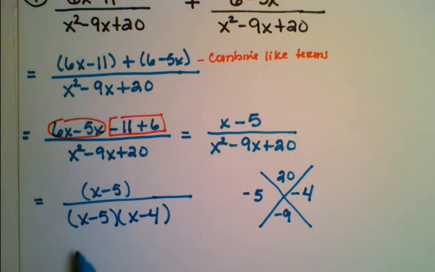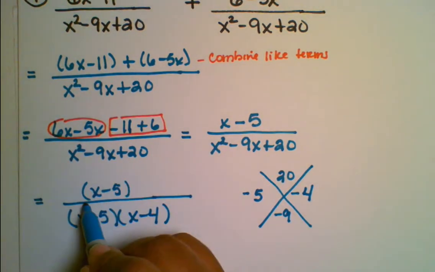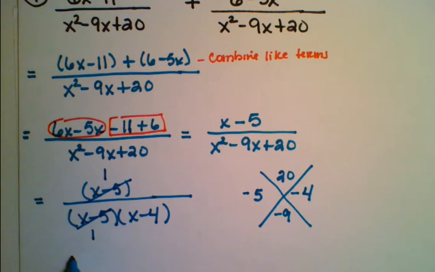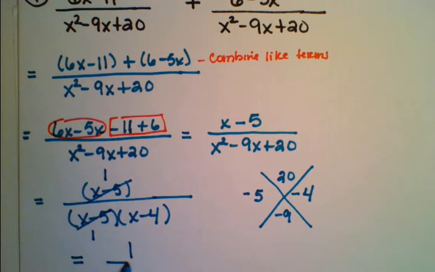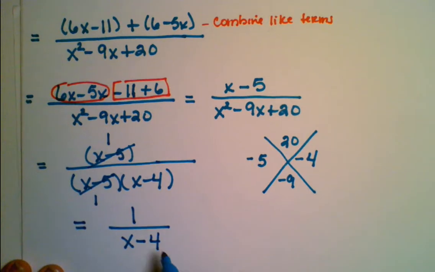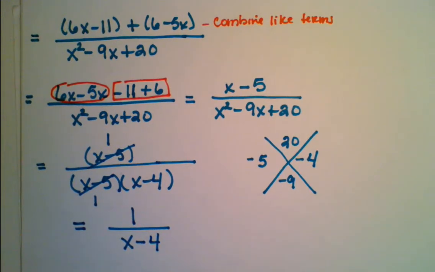And then what is next? We are going to cancel all pairs of factors that are common to the numerator and denominator. We're going to cancel out the x minus 5s. And then our solution, we have 1 over x minus 4. There we go.